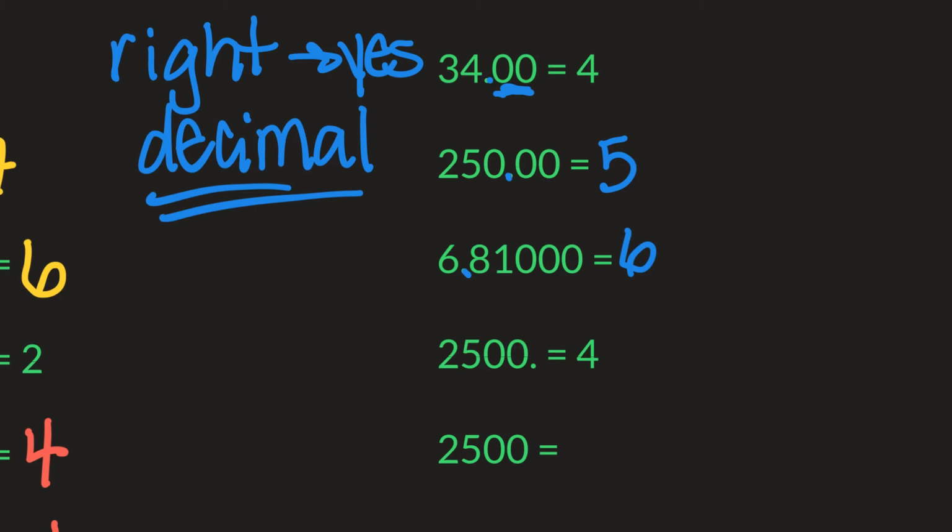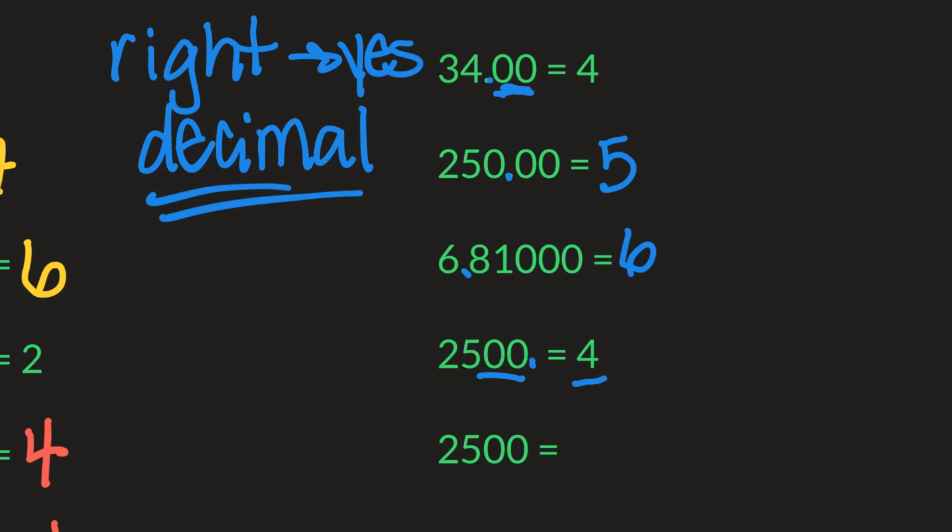Now, on the next one, you will see there's a decimal at the end. But again, following my simple questions, is there a decimal? Yes, right there. Are these zeros to the right? Yes, they are. So therefore, they count, and that's why the answer is 4 sig figs.